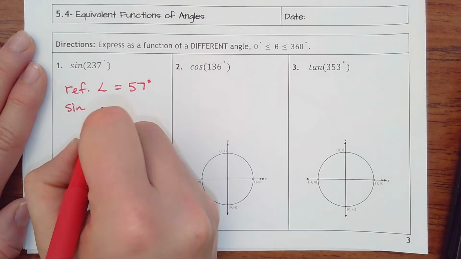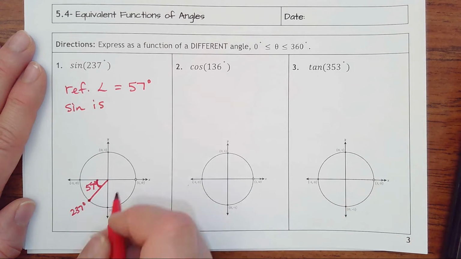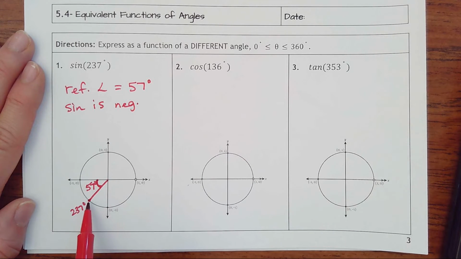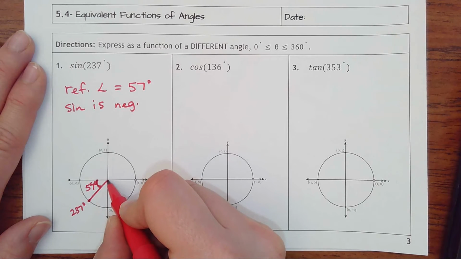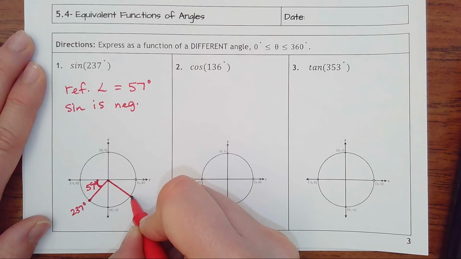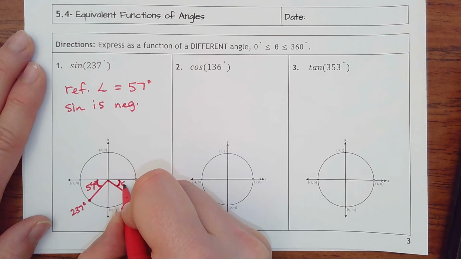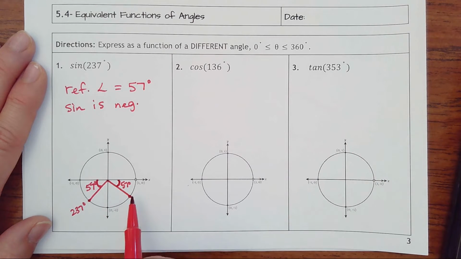Sine is, since it's y, it's going to be negative. So it's negative here. What other quadrant would it be negative in? Well, where is y also negative would be here in quadrant 4. And so I'm trying to make an angle here that's also 57 degrees away from the x-axis. Okay, and then we need to figure out what is the actual angle here. If I were to go all the way around, what is this?